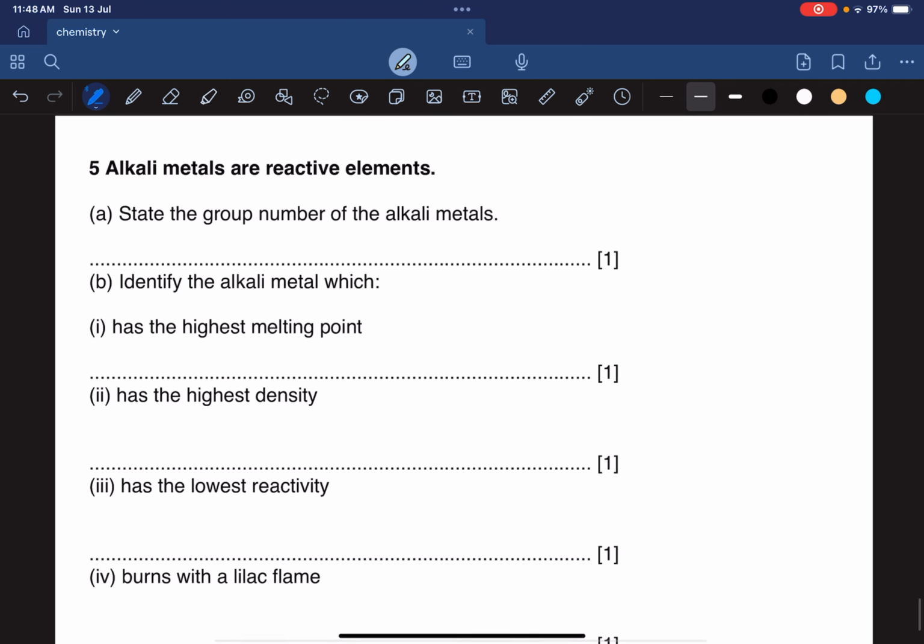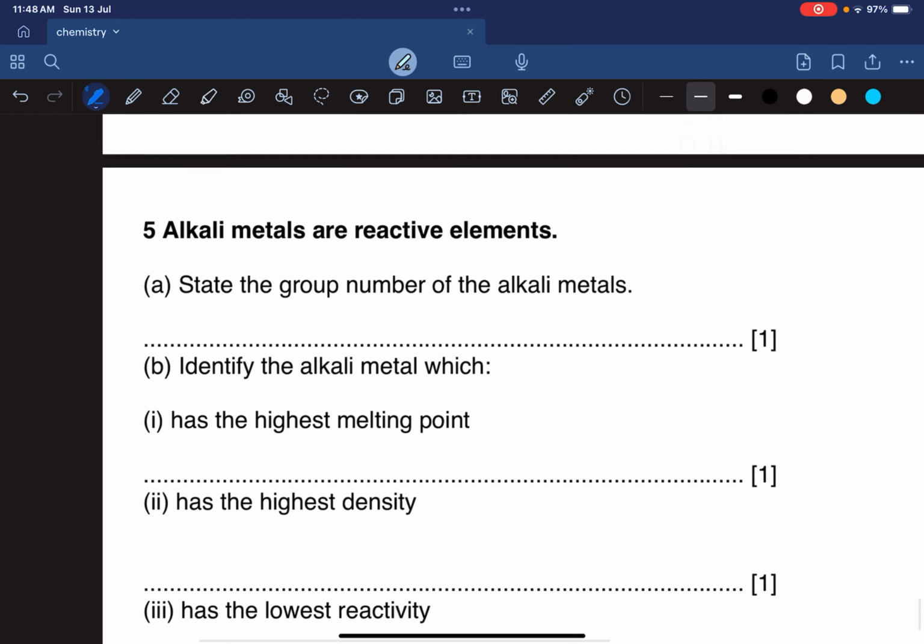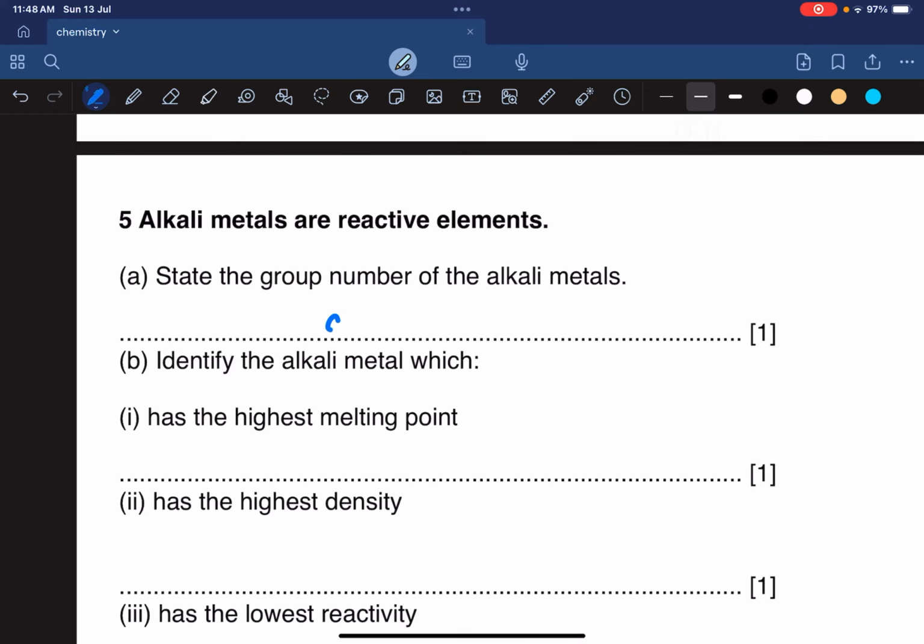Alkali metals are reactive elements. State the group number of alkali metals. Oh, that's so easy. Alkali metals, group 1. Is this even a question? That's so easy, these are free marks.